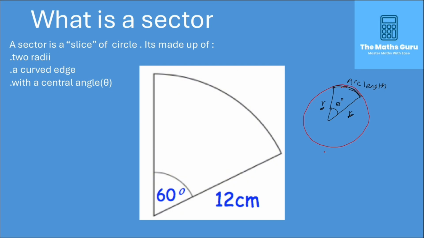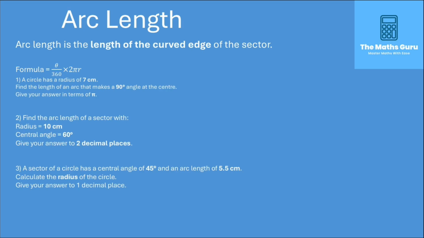In the example I've provided here, you can see that the radius is equal to 12, and the central angle is 60 degrees, as shown there. Imagine this to be a full circle with a slice taken out of it, as if it was a pizza slice. Now, looking at how to work out the arc length.